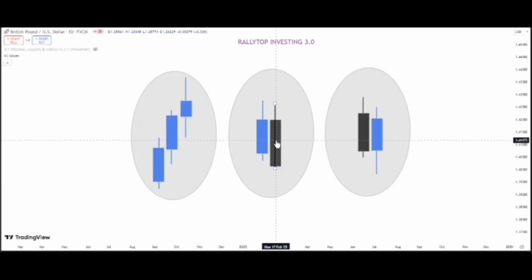Now, how you do that, I'm going to show you all the steps here. And I'm going to take you to the lower time frame to see how you can actually take advantage of this information on the daily time frame to take trades on the lower time frame.